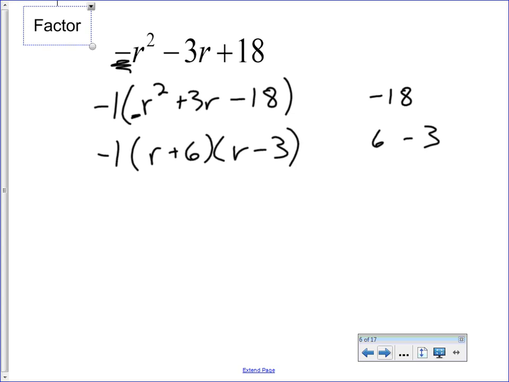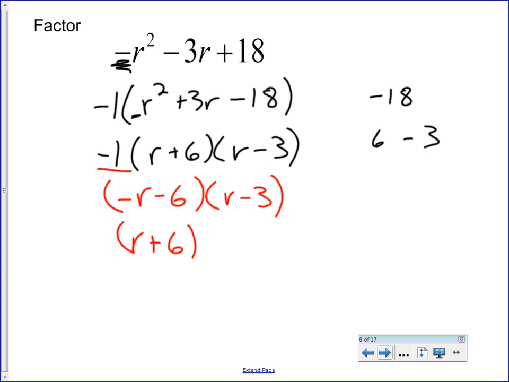Now, a word of warning on the SOL. They may not pull out this -1, and so you may see it written like this. Oops, sorry, that was incorrect. So they might multiply the -1 into one of the terms. So you may see it written like -r minus 6 times r minus 3, or they may multiply the -1 to the second term, and they write it -r plus 3. It's important to remember that all 3 of these are equivalent statements.